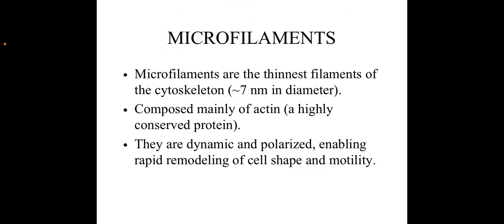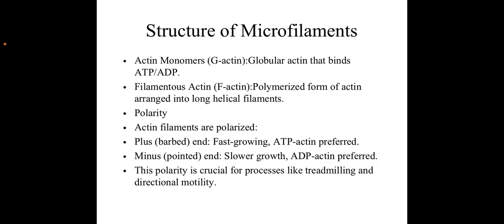And the last one we are going to discuss in today's lecture is microfilaments. Microfilaments are the thinnest filaments of the cytoskeleton, approximately 7 nanometers in diameter, composed mainly of actin. That is a highly conserved protein. They are dynamic and polarized, enabling rapid remodeling of cell shape and motility.